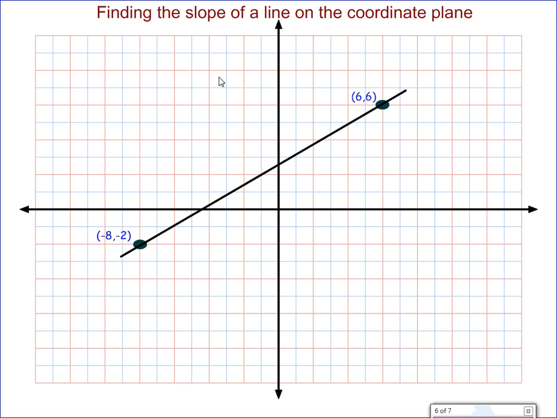Here I have 2 points. I will label this one point 1. I will label this one point 2. And we're going to find the slope of the line that travels between those 2 points.